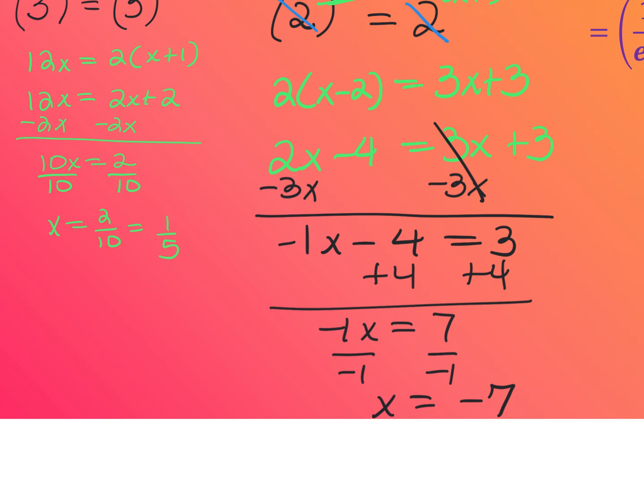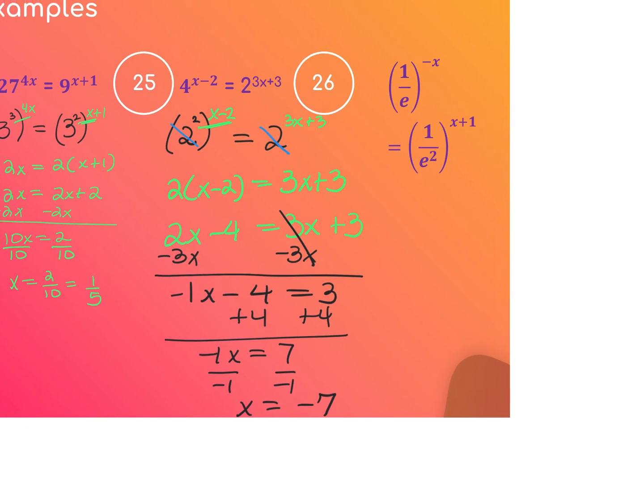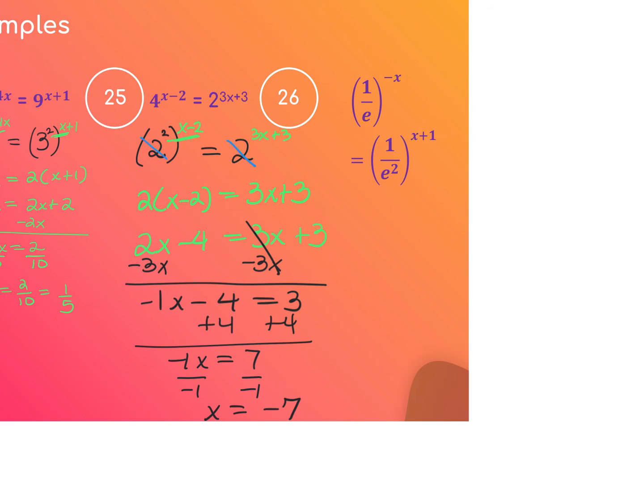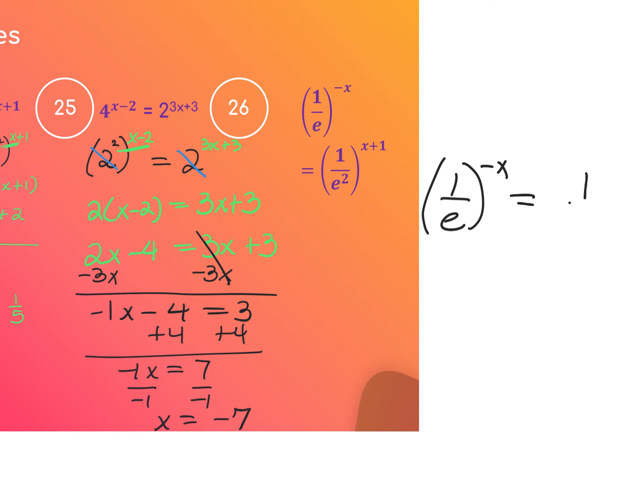Here we go again with the e, but again, don't panic. Now, this should have been side by side, so let me just rewrite this. So 1 over e to the negative x equals 1 over e squared to the x plus 1.